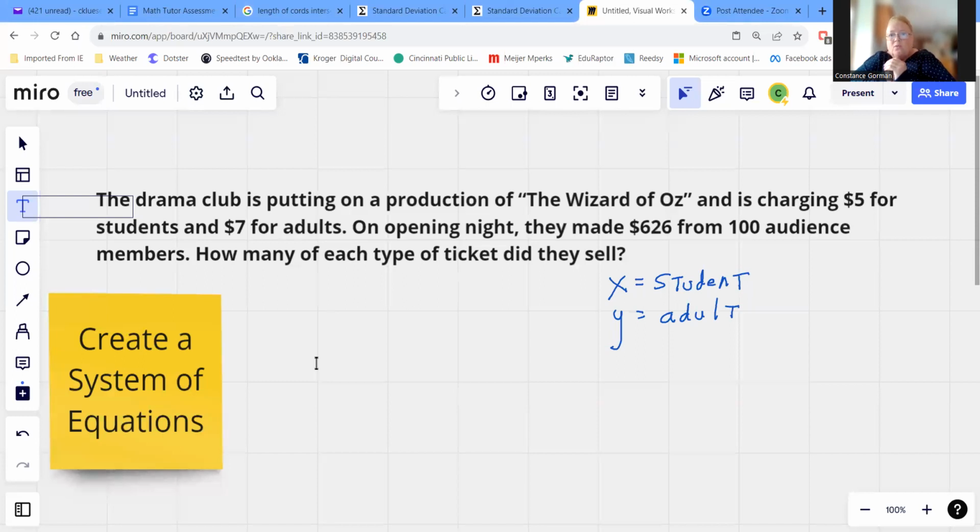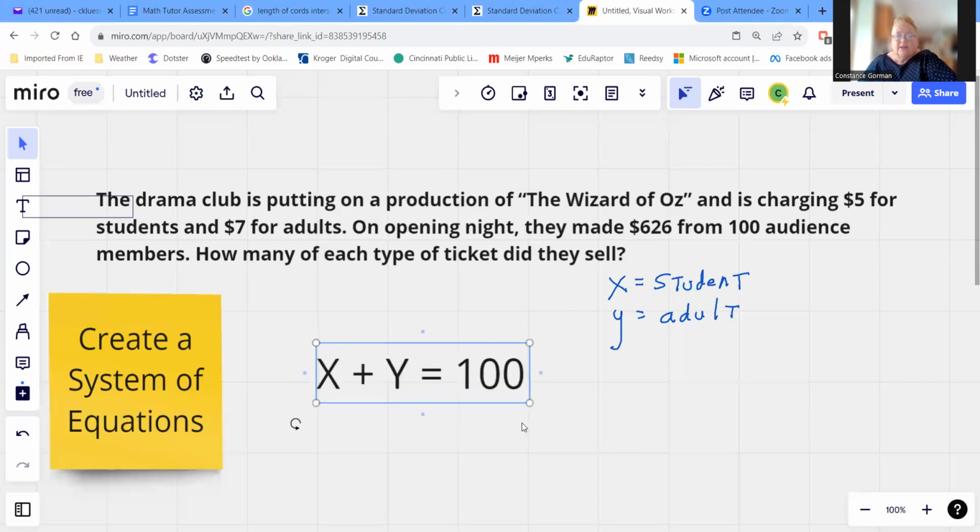Well, we know we sold 100 tickets because they said there were 100 audience members. And we know we have adult tickets and student tickets. So that makes sense that we would say the X number of student tickets plus the Y number of adult tickets should equal 100. Let me make that a little bigger. There's our first equation. That has to make sense.